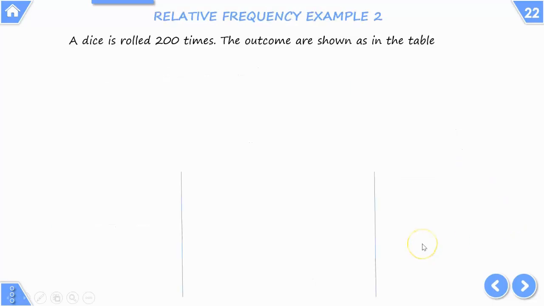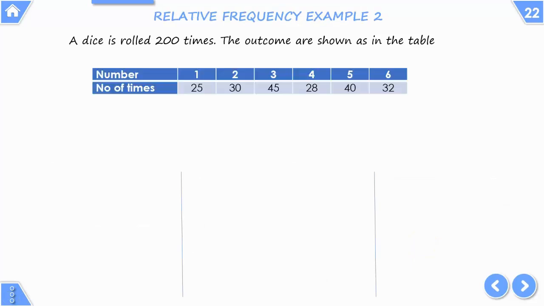All right. Let's look at a second question. A die is thrown 200 times. The outcomes are shown in the table. The outcome of a die is from 1 to 6, right? And we throw it 200 times. It falls on 1, 25 times. On 2, 30 times. On 3, 45 times. On 4, 28 times. On 5, 40 times. On 6, 32 times.